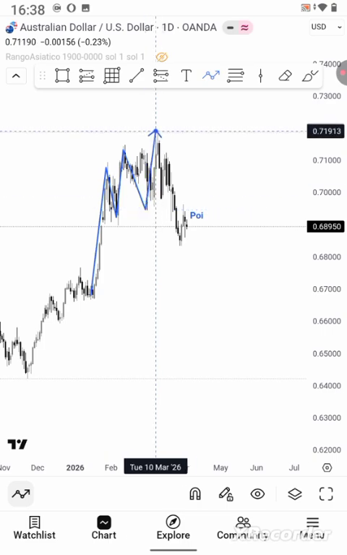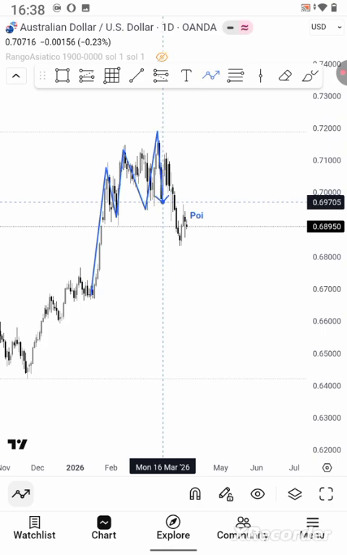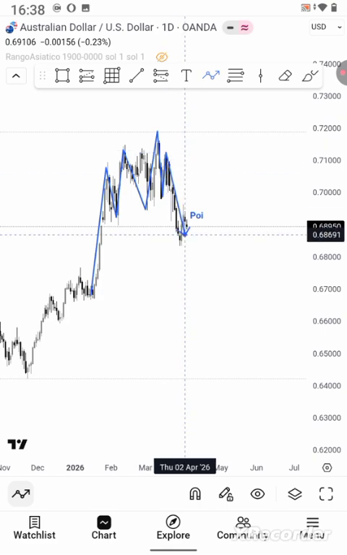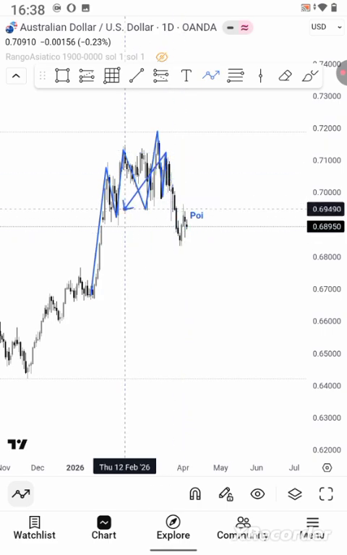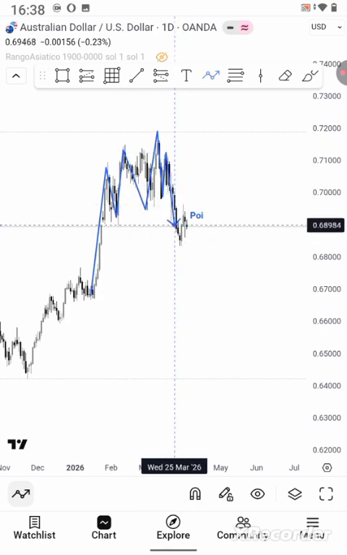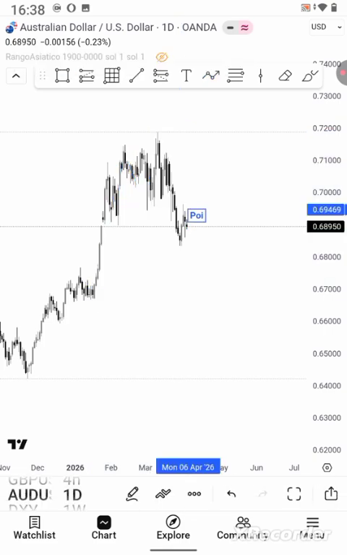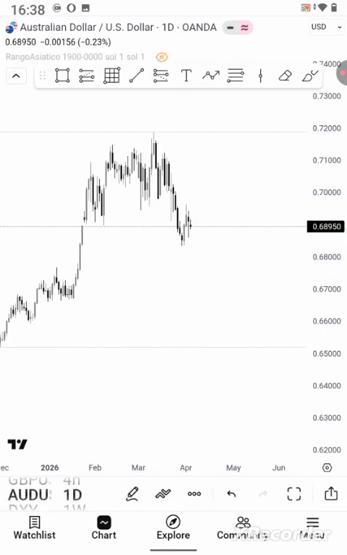Higher high and then price rejected immediately. Are you seeing it now? Higher low, lower high, and then lower low. Market structure shifted bearish on the daily time frame. So quickly, let me mark my points of interest.